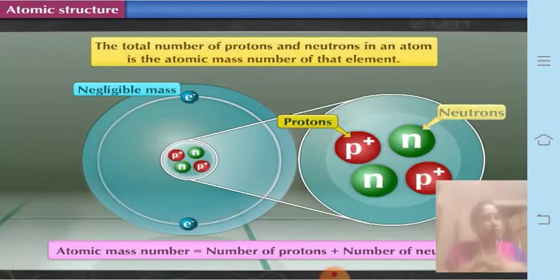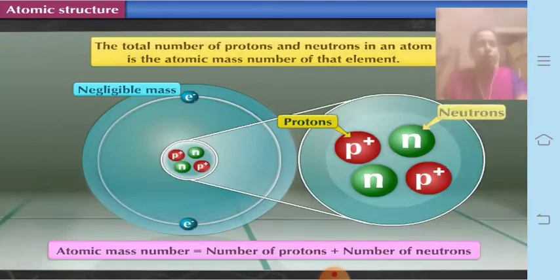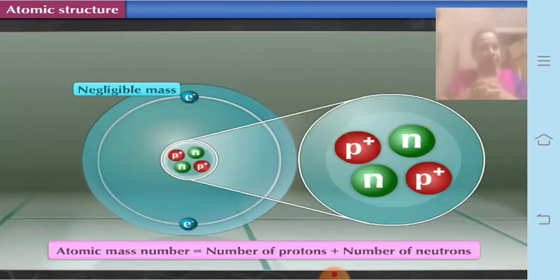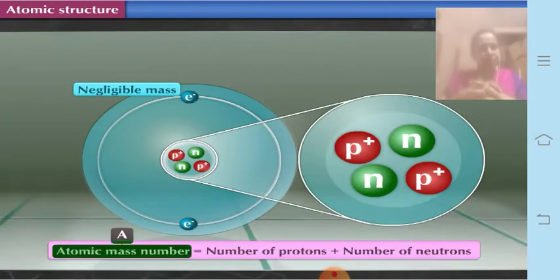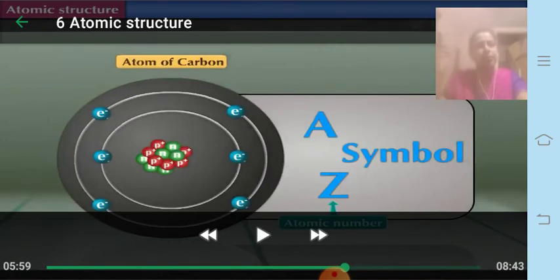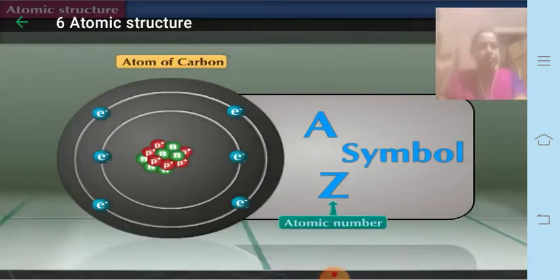Suppose you consider carbon. Carbon has 6 protons and 6 neutrons. So can you think about what will be its atomic mass number? Yes, my dear students, it is nothing but 6 plus 6, which is equal to 12. Remember this: atomic mass number is the number of protons plus the number of neutrons. So remember to calculate this any time it is asked. Since electrons have negligible mass, we only consider the mass of the protons and the neutrons.